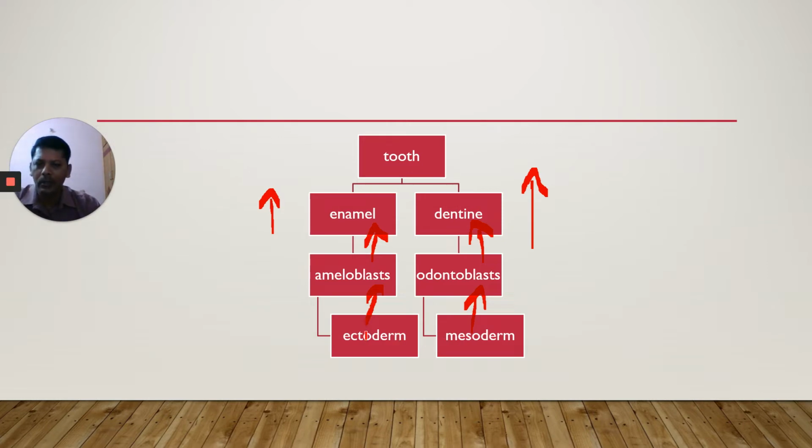How can we say that? From the ectoderm, ameloblasts are formed, and these ameloblasts form enamel. From the mesoderm, odontoblasts are derived, and odontoblasts form the dentin, which forms the bulk of our tooth. These are the two major substances present in our teeth: enamel and dentin.